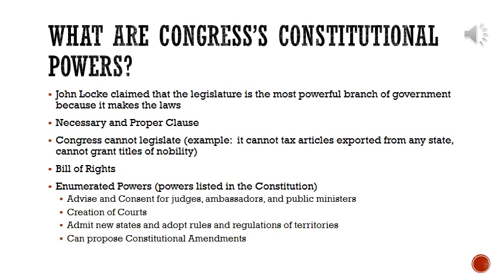Okay, so what are Congress's constitutional powers? Well, we got to take a look at John Locke. For our system of government, we're going to take a look at two political philosophers that existed before the United States was even a country, like John Locke and Montesquieu. John Locke is going to claim that the legislature is the most powerful branch of government because this is where the laws are made. The legislative branch, Congress, was designed to be the place for politics.